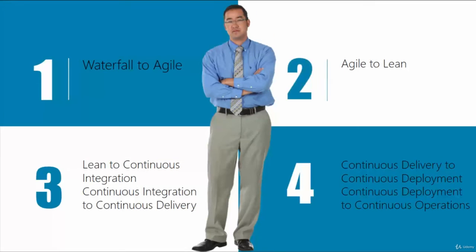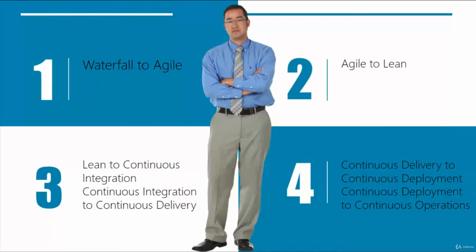So in essence, just briefly to run through the waterfall to agile approach as step one, then we have the lean to continuous integration, continuous delivery, agile to lean, and then continuous delivery to continuous deployment to operations. So all of these areas, again, leaning from waterfall to agile, agile to lean, and then lean to continuous delivery.